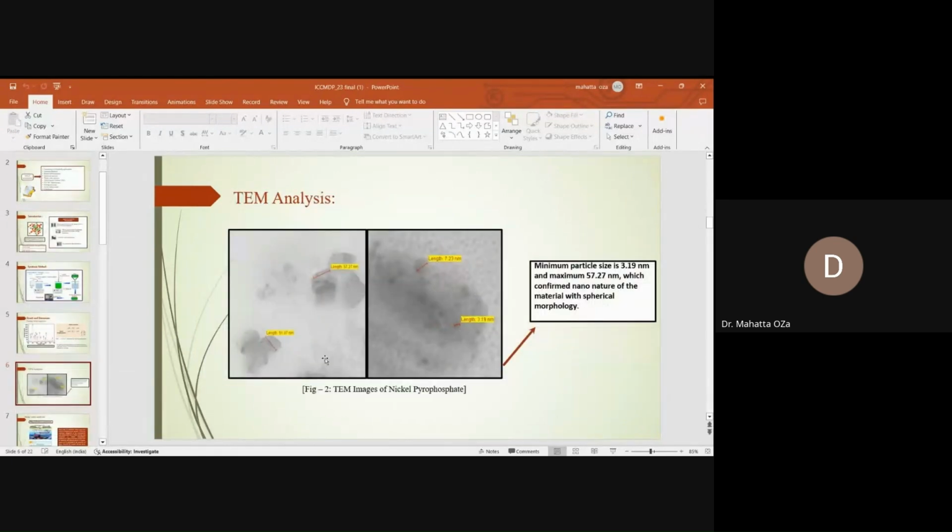These are the TEM images. From the TEM images, we conclude that the minimum particle size of the material is 33.19 nanometer, and the maximum particle size of the material is 57.27 nanometer, which confirms the nano nature of the sample with spherical morphology.